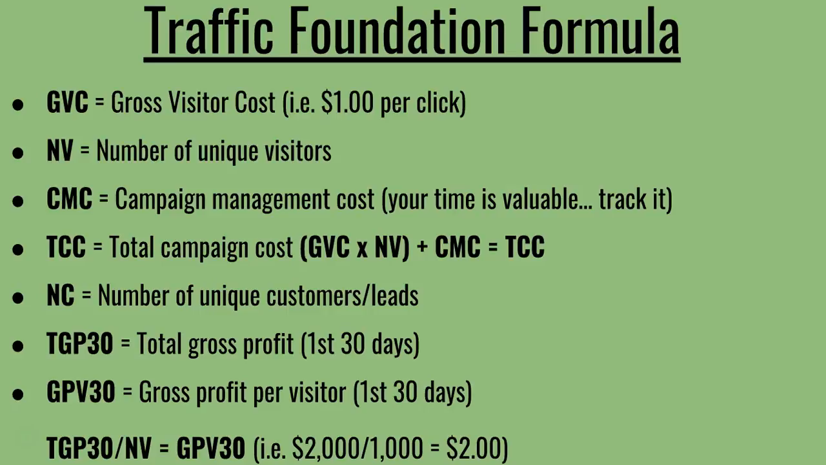And how you get to that is you divide the total profit for the first 30 days by your number of unique visitors, and that gives you the gross profit per visitor. So let's say you had a gross profit of $2,000, and you had 1,000 unique visitors coming to the site. That would give you a $2 gross profit per visitor that was coming to your site.